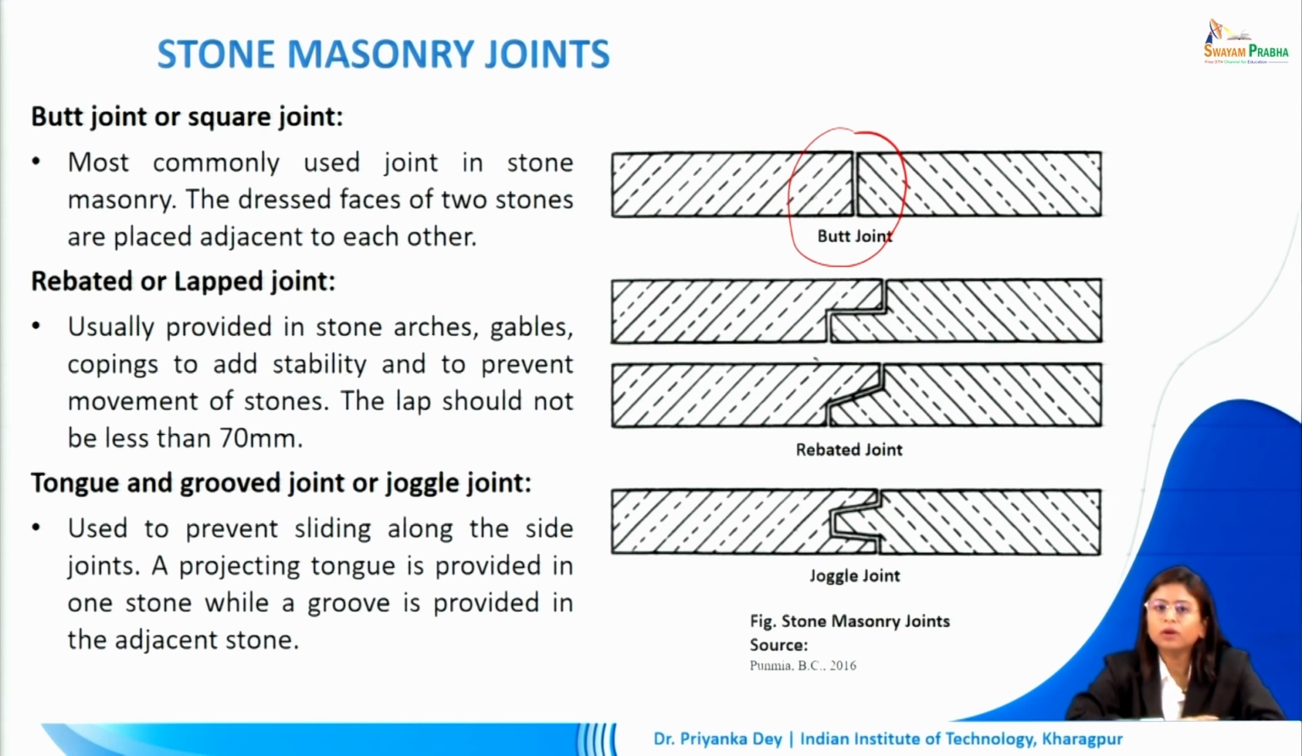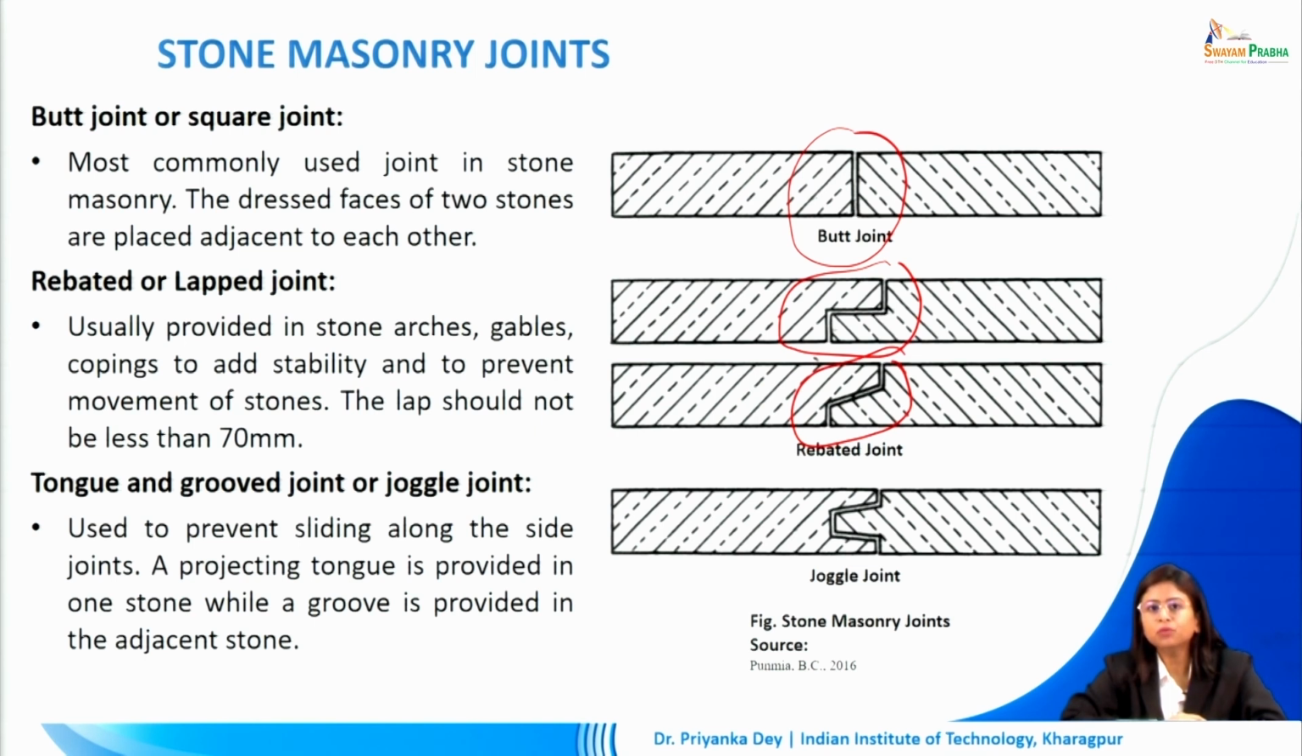The rebated or lap joint is usually provided in stone arches, gables, copings to add stability and to prevent movement in the stones. So to be able to do that, we create a lap of at least 70 mm. We do not want any lap which is less than that, and we can place the lap in a rebated form. It can either be straight or it can be at an angle.